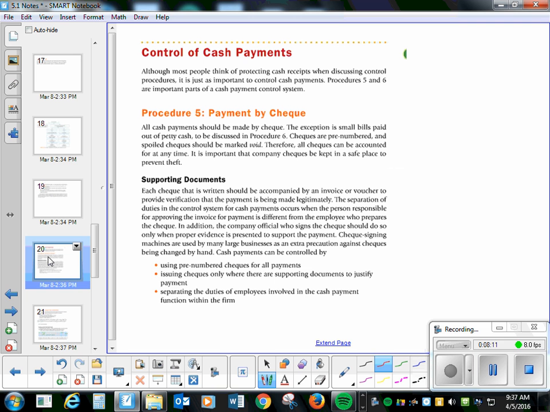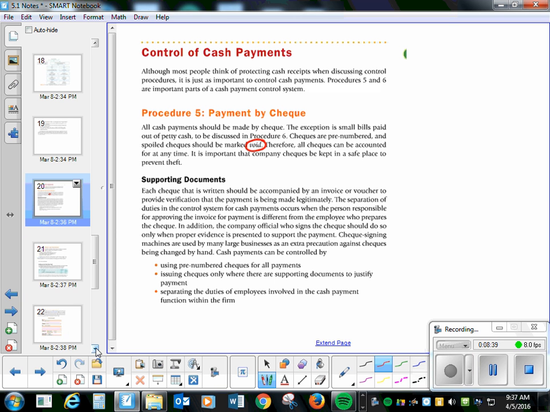And procedure 5: sometimes you need to make a payment, and all cash payments should be made by check. The exception is small bills paid out of petty cash, to be discussed on the next page. Checks are pre-numbered, and spoiled checks should be marked void if a mistake was made. Therefore, all checks can be accounted for at any time. It is important that company checks be kept in a safe place to prevent theft. Supporting documents: you can't write a check unless you have a source document to show why you're writing that check.